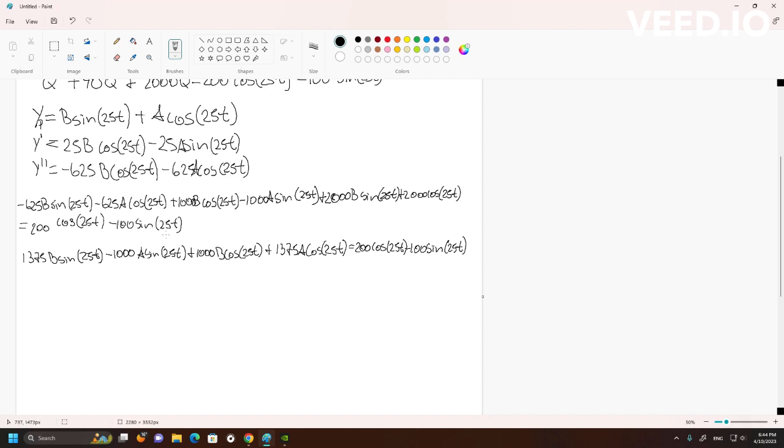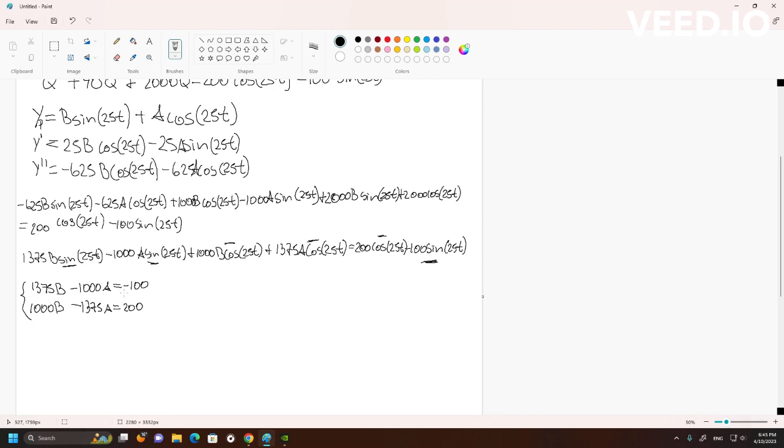If you see here, we found a pattern: we can select all the sine terms on one side and the cosine terms on the other side, and make it a system of equations in the following way.